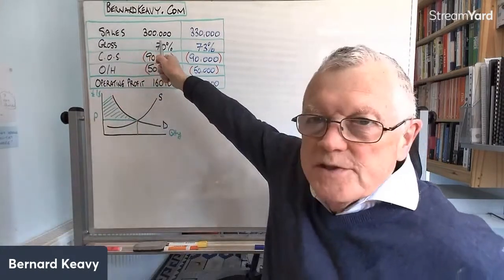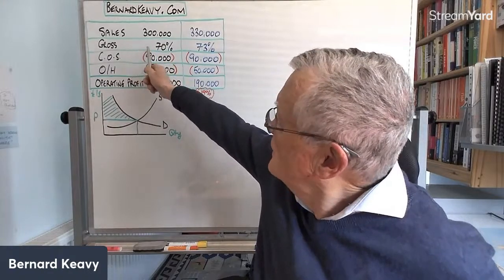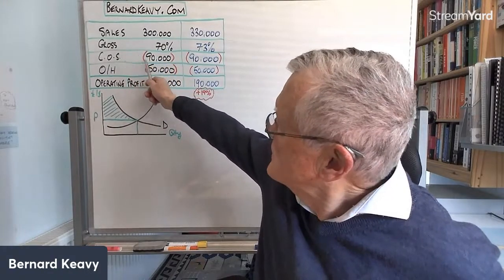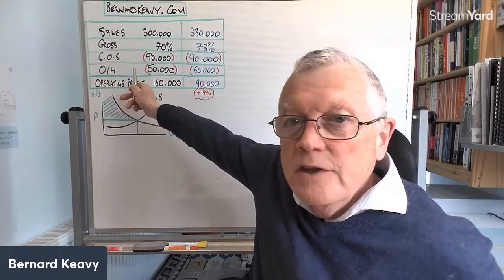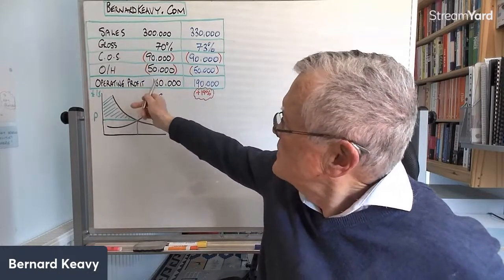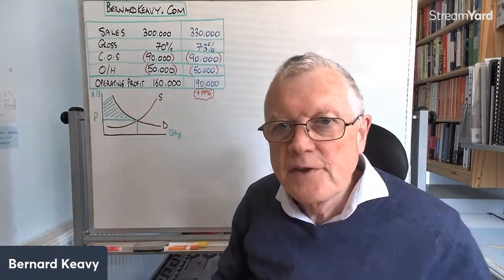So the way this works is the sales are 300,000, gross margin 70%. So the cost of sales are 30%, which is 90,000. You've got 50,000 overheads. So your operating profit here is 160,000.